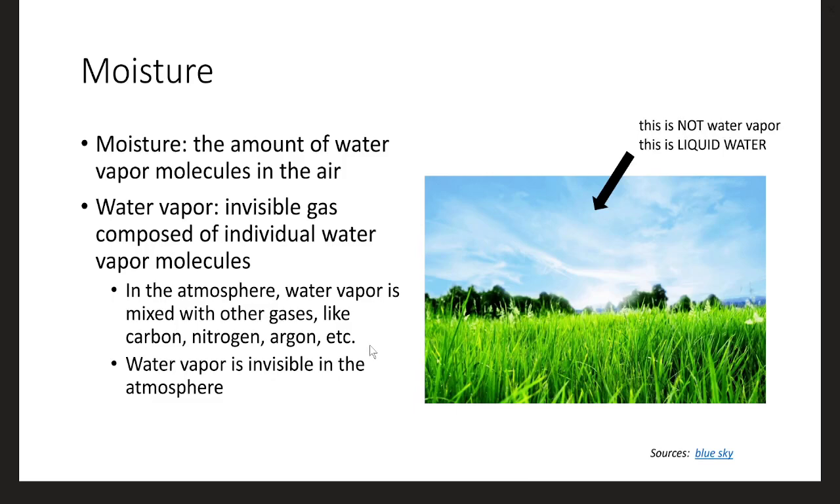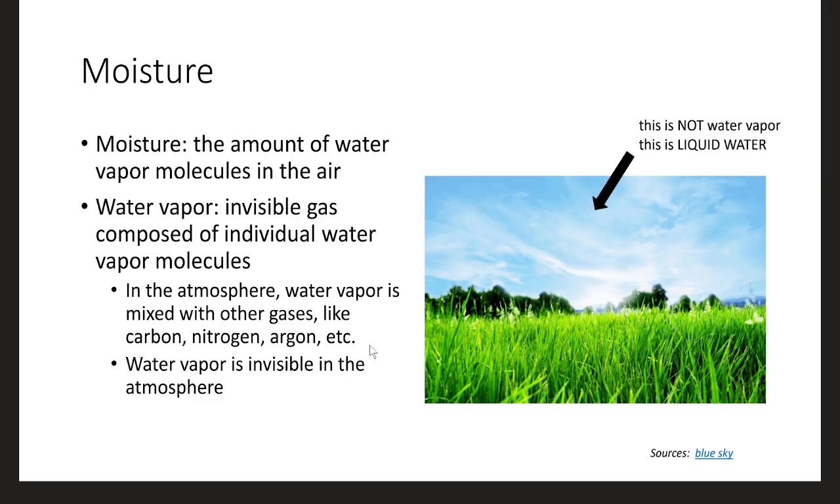Okay, anyway, moisture. Moisture is just the amount of water vapor molecules in the air. Water vapor is an invisible gas composed of individual water vapor molecules.